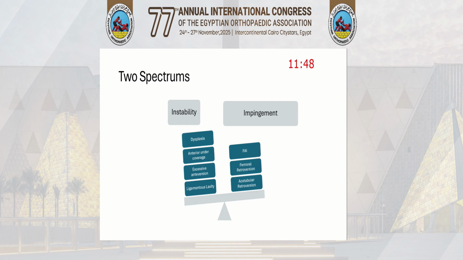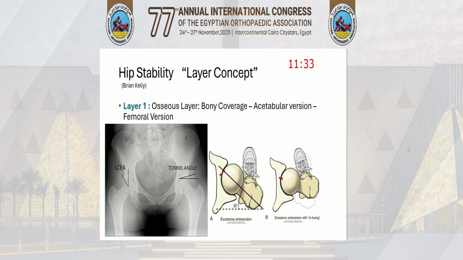So when we're presented with a patient with hip pain, we have to look at 2 sides of the story. We have to make a decision whether this patient is complaining of instability or impingement. They are two different categories that could be mixed up with one another. To understand this, we need to know what is responsible for our hip stability. This was described by Brian Kelly, and it's called the layer concept. Our first layer of stability is the bony coverage. And as Dr. Kamal Abdel Nasser said, it's not just about the lateral coverage, but also the anterior coverage and also the anteversion of the acetabulum and the anteversion of the femur.